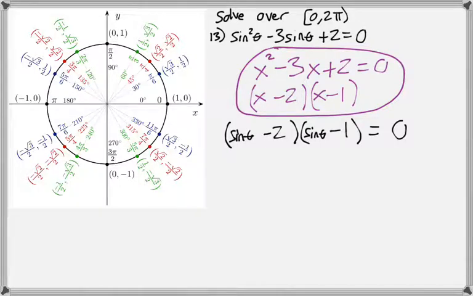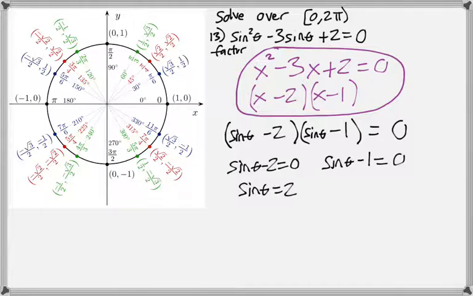So we really just factor these the same way as we were to factor any other polynomial. Because it's a sine, it doesn't really change the fact that we still need to factor it. Okay, so then this is going to be sine of theta minus 2 is equal to 0, and then sine of theta minus 1 is equal to 0. So sine of theta is equal to 2, and sine of theta is equal to 1.